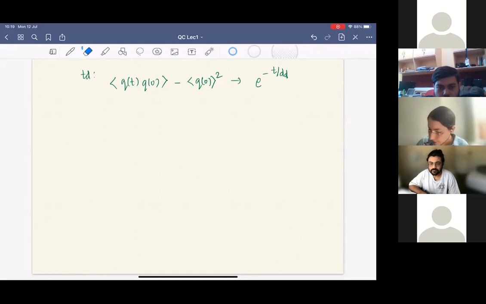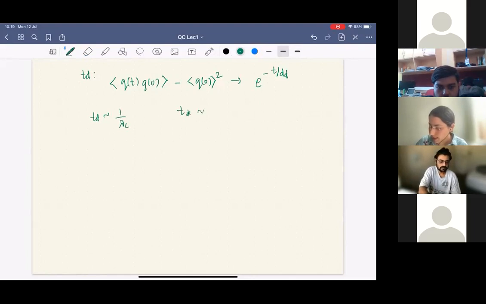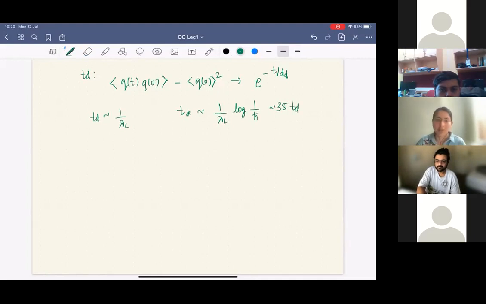Here I would also like to clarify that in this system, the dissipation time goes as 1 over lambda L, whereas the scrambling time goes as 1 over lambda L times log of 1 over h bar. So it's like 35 times the dissipation time. We are looking at chaos in this window between TD and T star. There's a big hierarchy between them, and we see the butterfly effect only after the dissipation time.